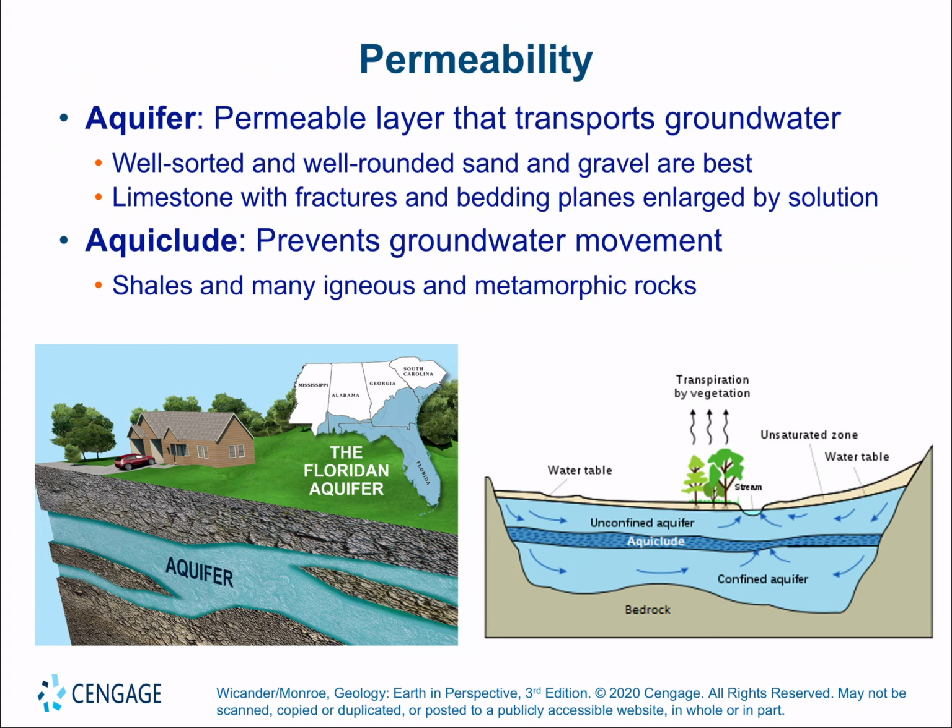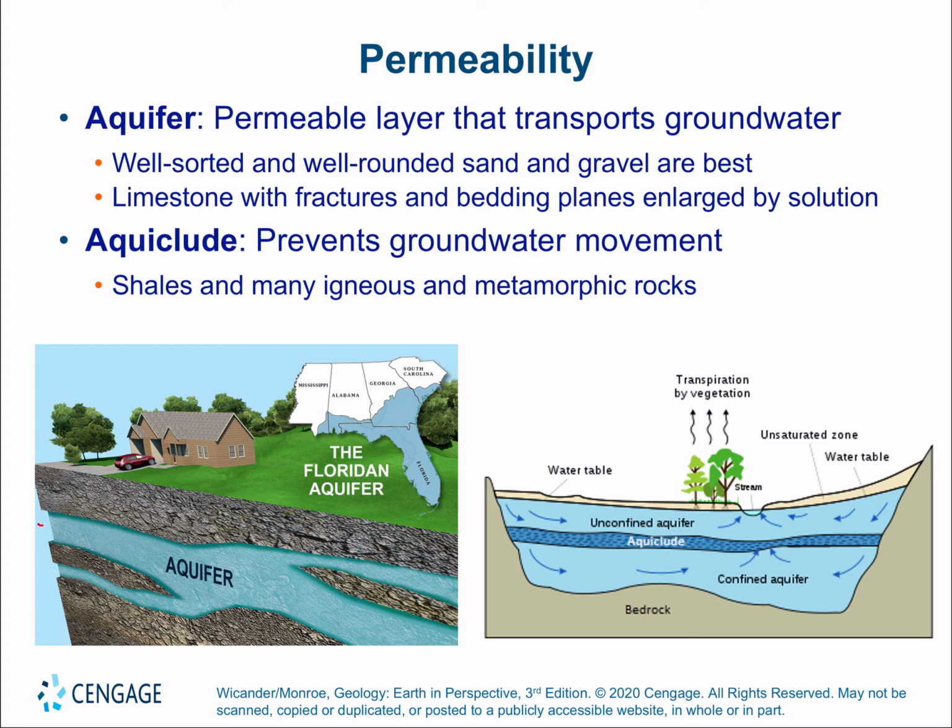So the pore spaces in this case are interconnected, so it would have a high permeability. Now, when you look at some terms related to permeability, we have what's known as an aquifer. An aquifer is a permeable layer that transports groundwater. Aquifers are well-sorted, well-rounded sand and gravel. These would be your best aquifers. Also some limestone with fractures and bedding planes that have been enlarged by solution are also good aquifers.